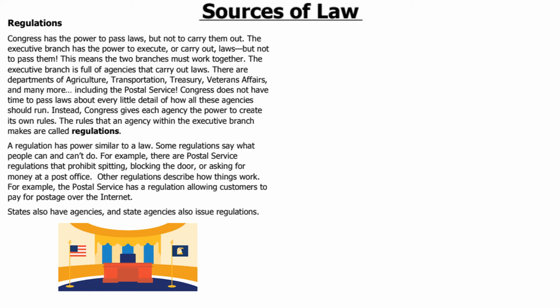Some regulations say what people can and can't do. For example, there are Postal Service regulations that prohibit spitting, blocking the door, or asking for money at a post office. Other regulations describe how things work. For example, the post office has a regulation allowing customers to pay for postage over the internet. States also have agencies, and state agencies also issue regulations.